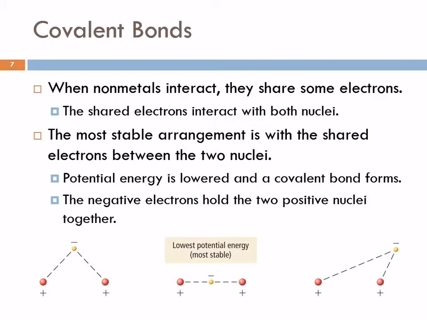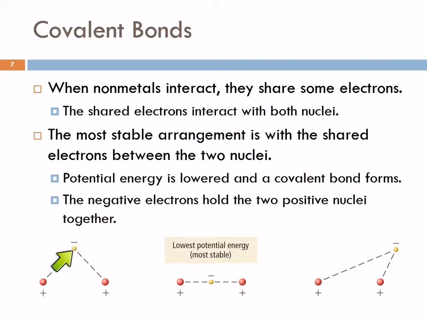So covalent bonds involve sharing. And we can kind of get that from this name. Co means to share, like co-sleeping means sleeping with someone, right? Covalent, sharing of valence electrons. So when nonmetals interact, they share some electrons. Those shared electrons interact with the nucleus from each atom.